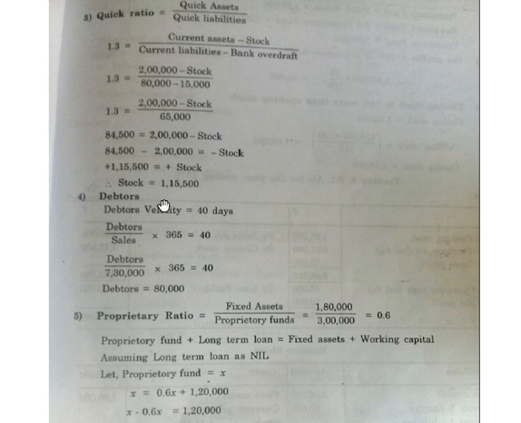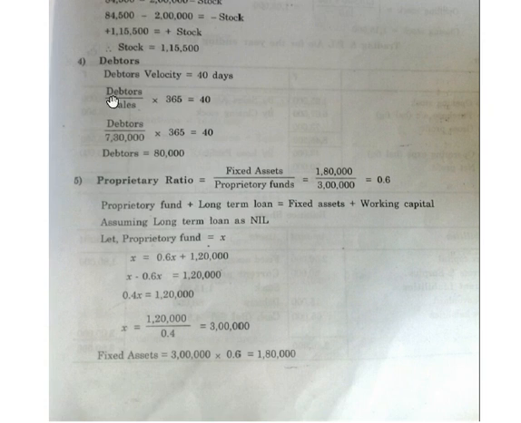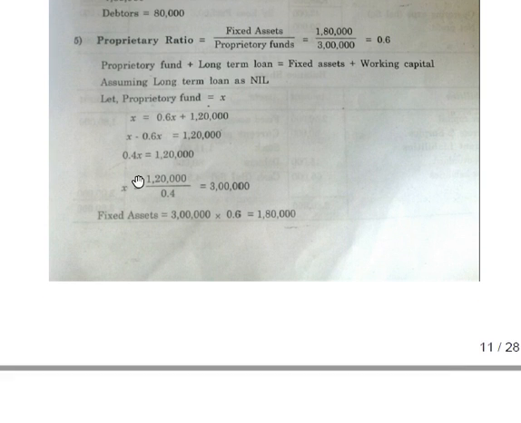Debtors velocity, they have given it to be 40 days. So debtors divided by sales into 365 days is equal to 40. So debtors divided by 7,30,000 into 365 is equal to 40. So debtors is equal to 80,000.